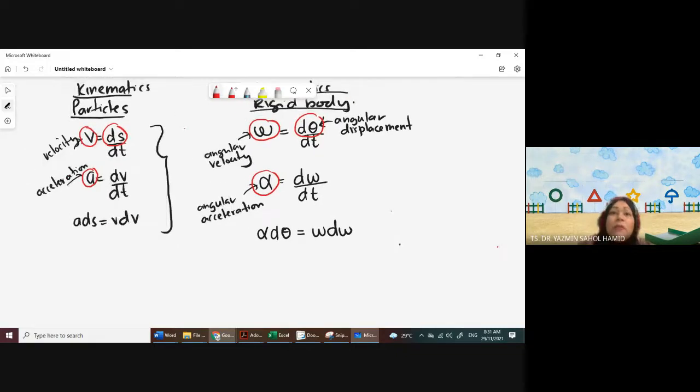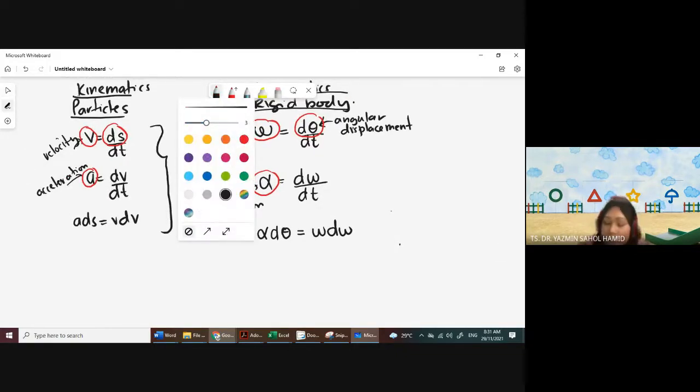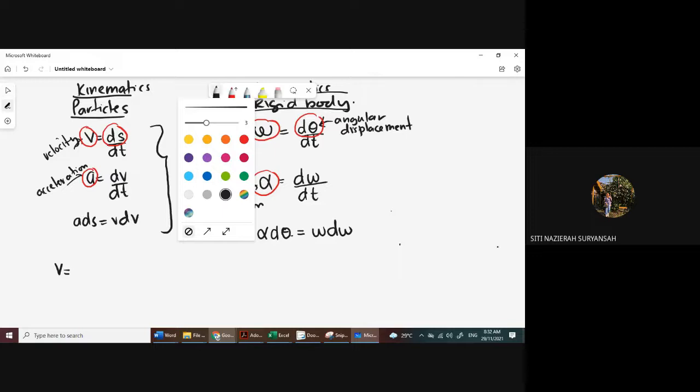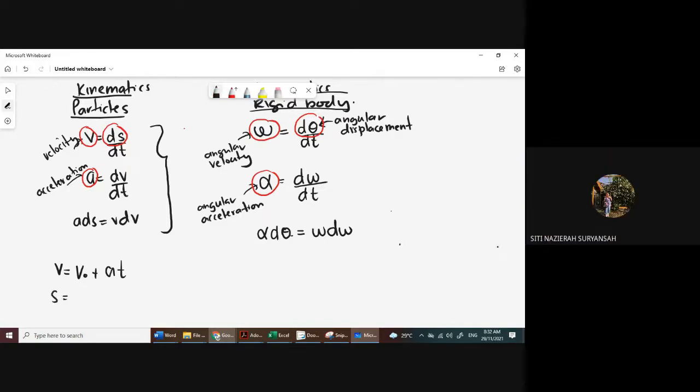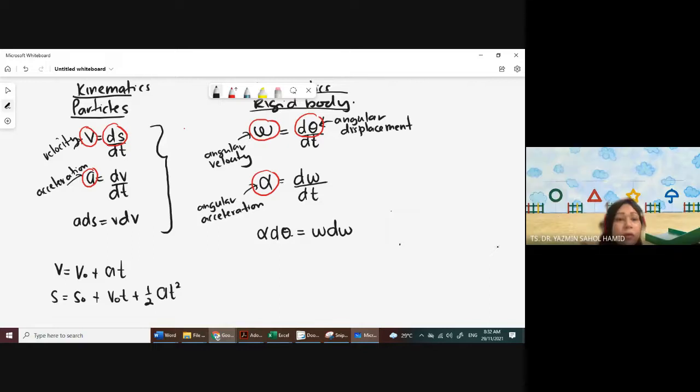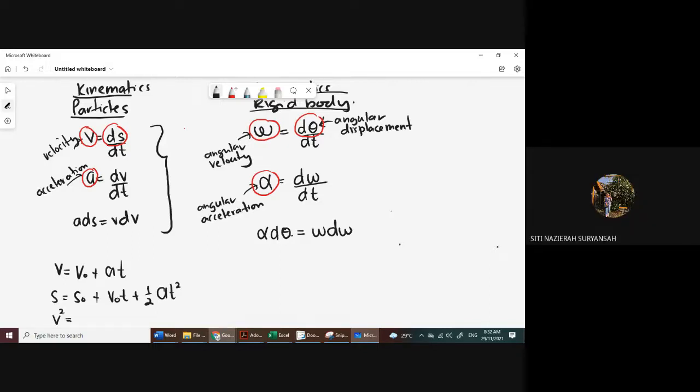Now, do you remember the formula for motion with constant acceleration? Can you tell me what is it? V equals to? Ingat tak? V naught plus at. Lagi? S equals to s naught plus v naught t plus 1 over 2 a t square. Okay, one more. V square equals to v naught square plus 2a times s minus s naught.